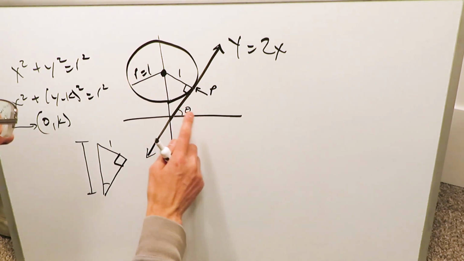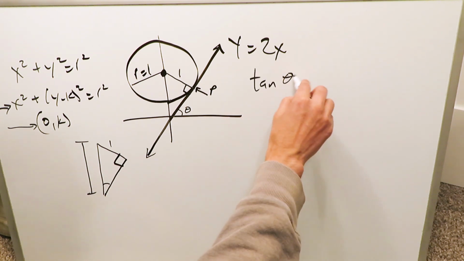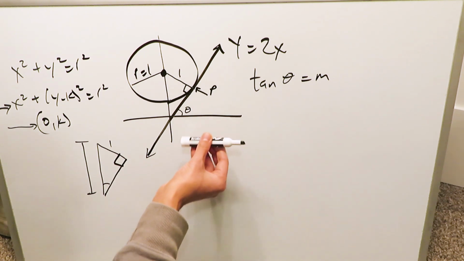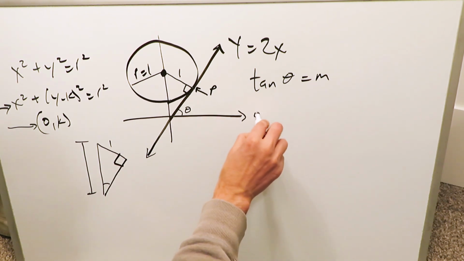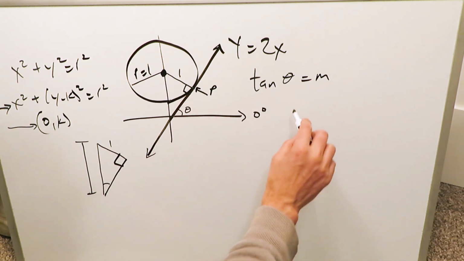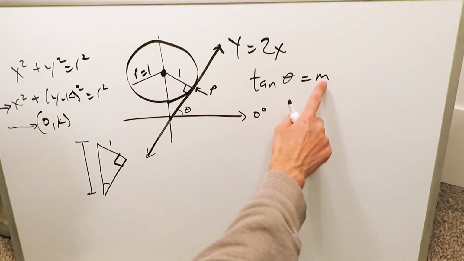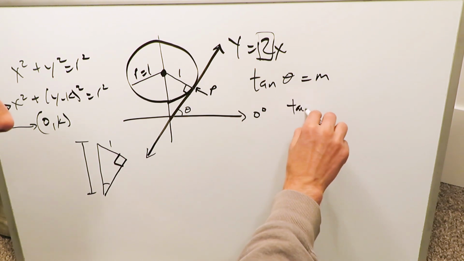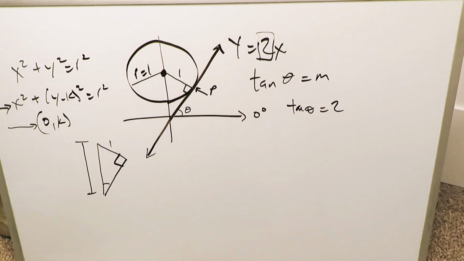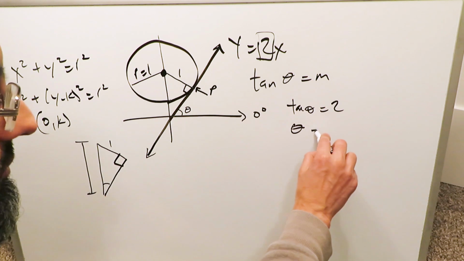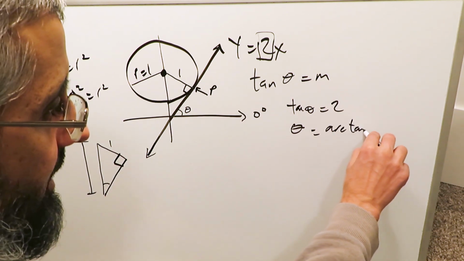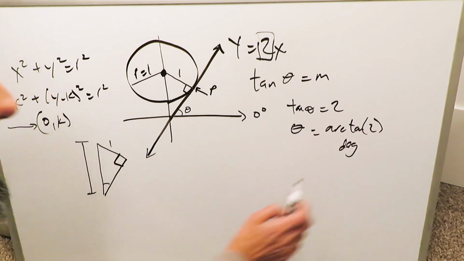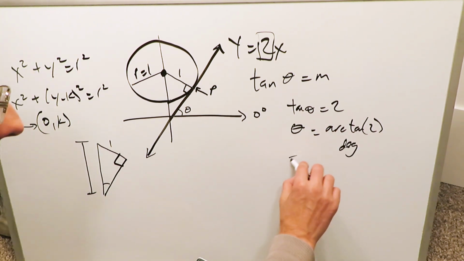How can I determine this angle? Think about the formula: tan theta is always equal to a slope when the angle theta is measured from a reference horizontal, and we have a reference horizontal of 0 degrees. How do I know what this slope is? The slope is coming from y equals 2x, and here's my slope. Tan theta is equal to 2, the slope factor, and theta is equal to inverse tan of 2. You run this on your calculator in DEG mode and see what you get.